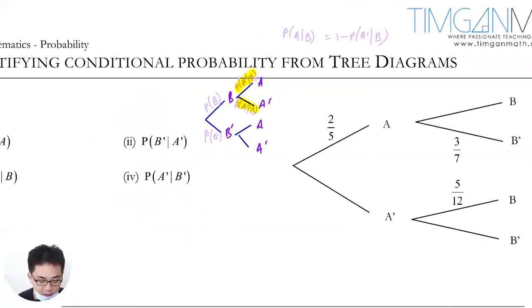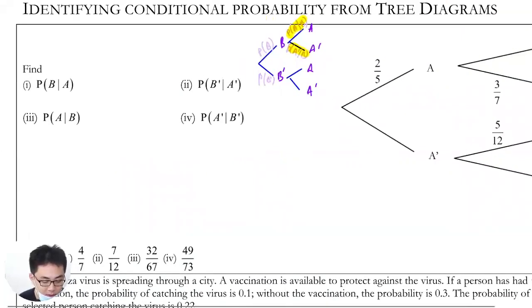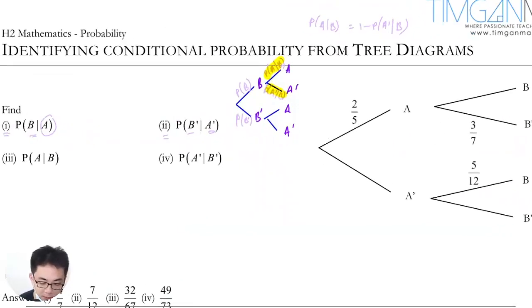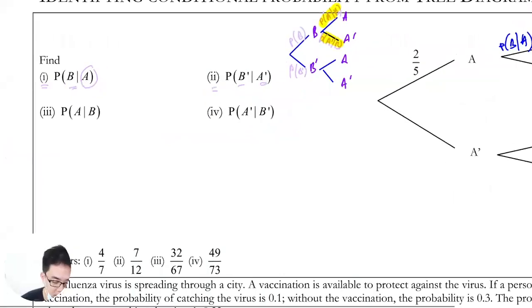So for example, the first two are quite straightforward. Given that A already happened, what is the chance that B happens? And let's say A prime already happened, what's B prime? So you just go and find out. The probability of B given A already happened would be 4/7. So this is quite straightforward. This is 4/7.